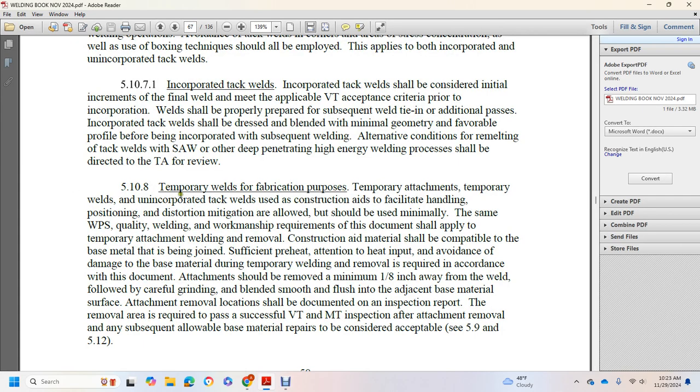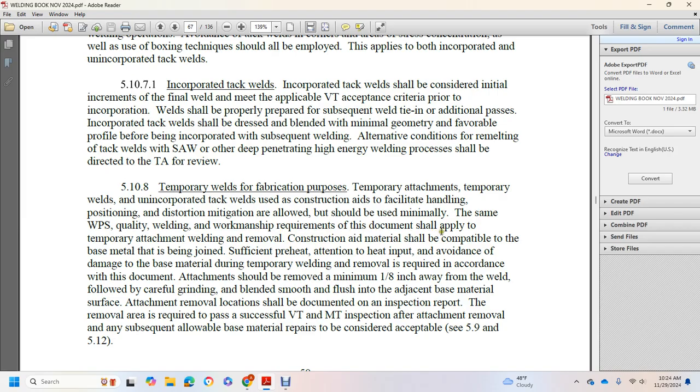Temporary welding for fabrication purposes. Temporary attachments, temporary welds, and unincorporated tack welds are allowed as a construction aid to facilitate handling, positioning, and distortion mitigation. They should meet the minimum of the same welding performance specification, quality, and welding workmanship requirements. The document shall apply to the temporary attachment welding.